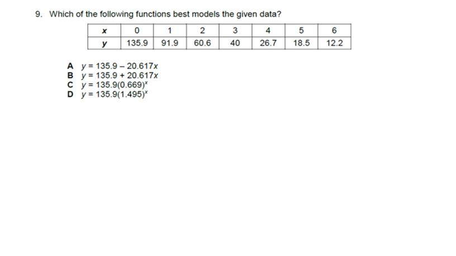9, which of the following functions best models the given data? We're given linear choices, A and B, and exponential choices, C and D. We notice the data is going down, so anything that shows an increase, like this exponential function D, is not going to work, nor is B, that is a linear function that increases. So basically, we're down to: are we a linear or an exponential function? That's going to tell the story here.